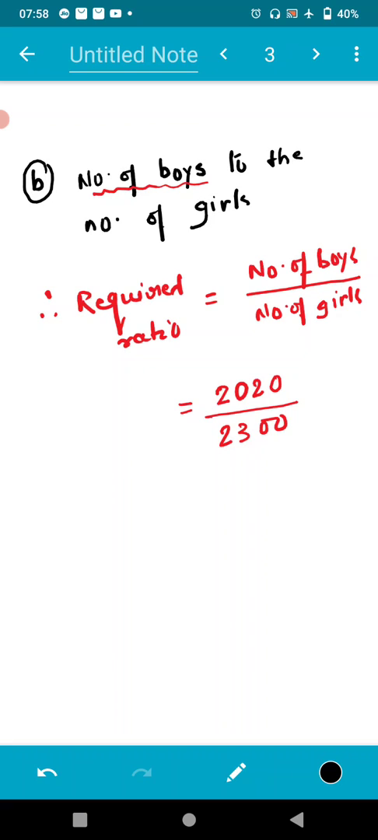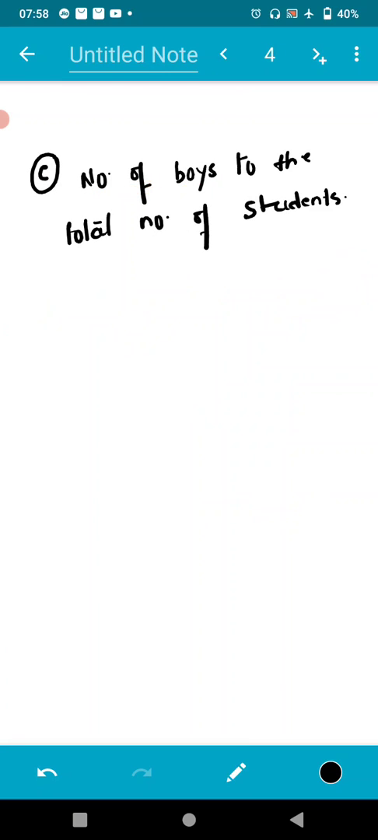Now let's reduce this. The first thing we'll reduce is these two zeros. Now let's reduce by 2. If I divide 202 by 2, I will get 101. And if I divide 230 by 2, I will get 115. So that's it, this is your required ratio: 101 is to 115.